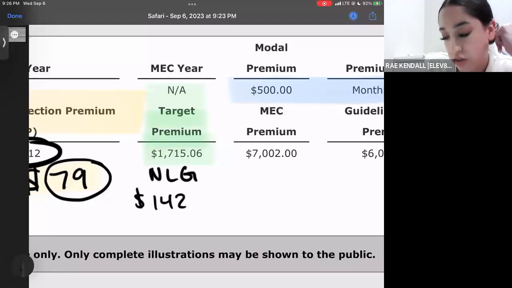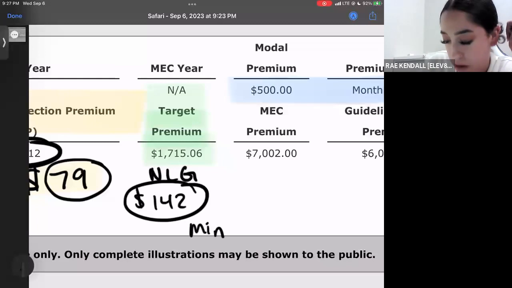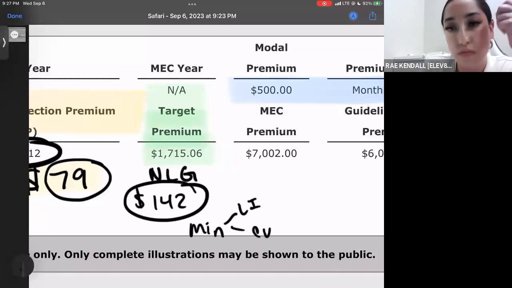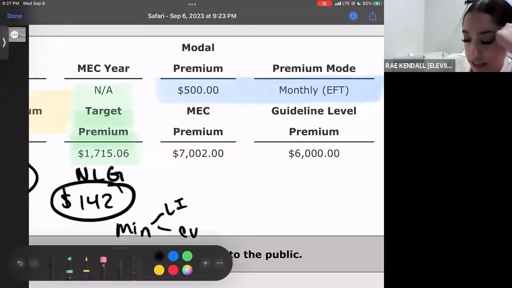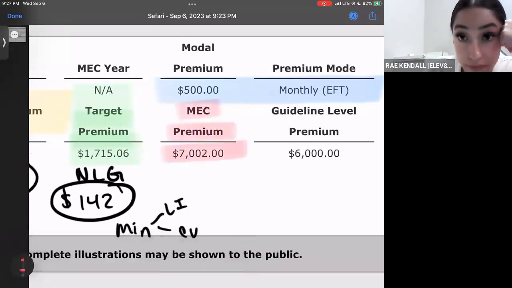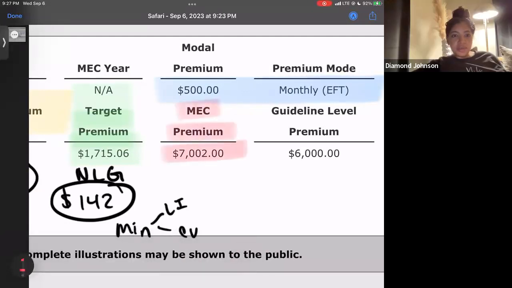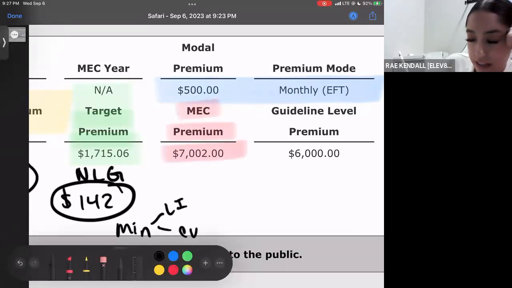So this is NLG's suggestion, $142. This is a minimum that will keep both the life insurance and the cash value in good fluctuation. Okay, who knows what MEC stands for? Modified endowment contract. Yes, ma'am. Modified endowment contract.